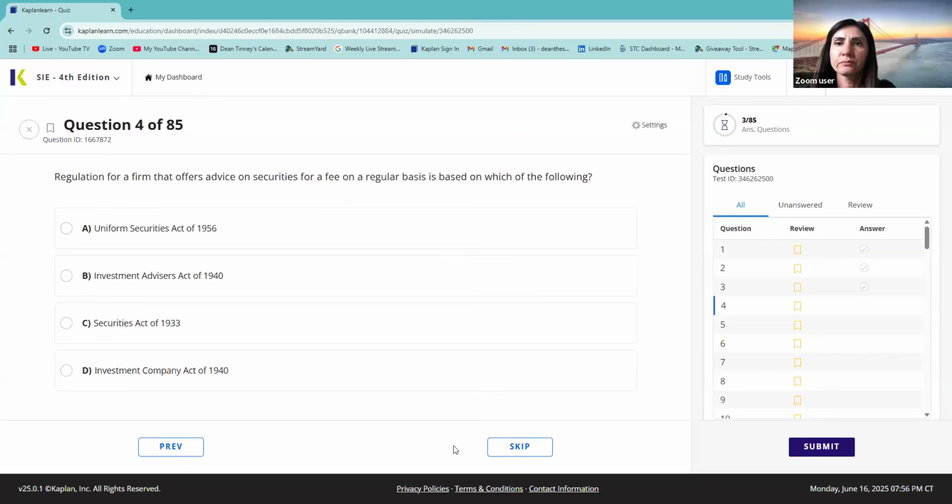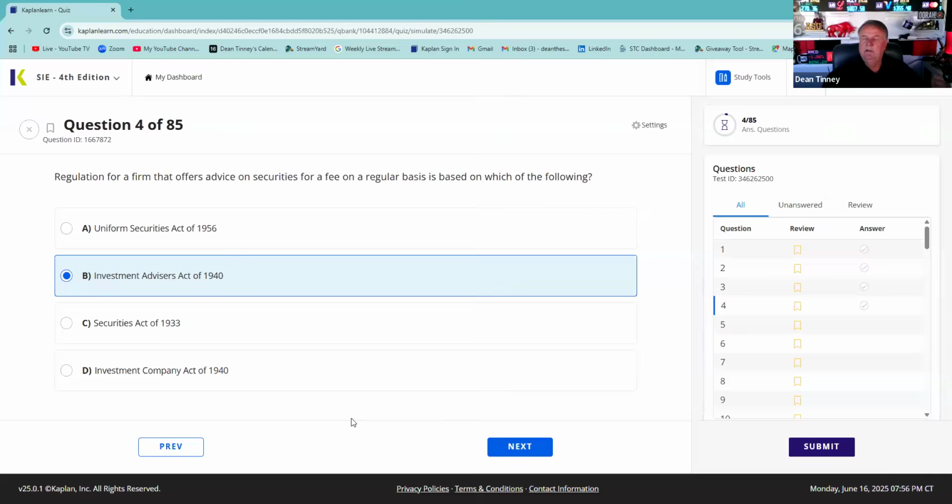Wonderful. Regulation for a firm that offers advice on securities for a fee is based on which of the following? So offer advice for a fee. So it's the advisors, right? Right on. The Investment Advisers Act of 1940. If you give investment advice, you tell people you're in the business of giving investment advice, and you want compensation, you're going to have to register your firm with either the SEC or the state.